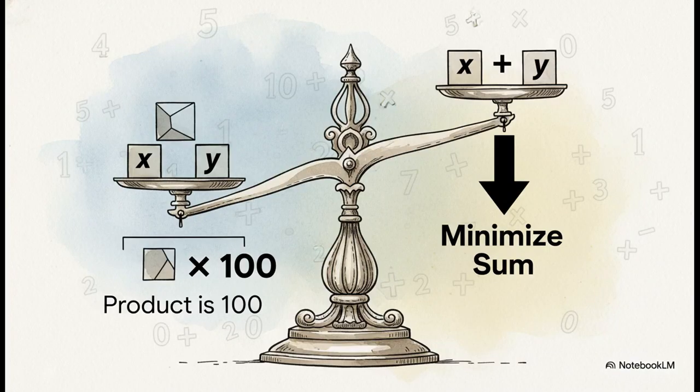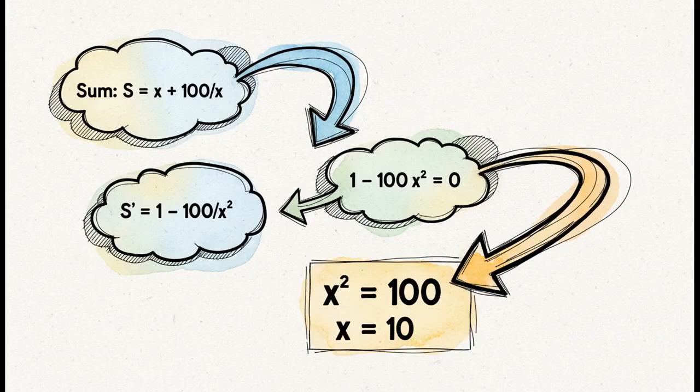Let's try one more, this time a more abstract problem. No boxes, no fences. The problem is: find two positive numbers that multiply to 100 and whose sum is as small as it can possibly be. And once again, the strategy holds true. Our primary equation is the sum, S equals x plus y. Our constraint is that x times y has to equal 100. We solve for y, substitute it in, and we get our function just in terms of x.